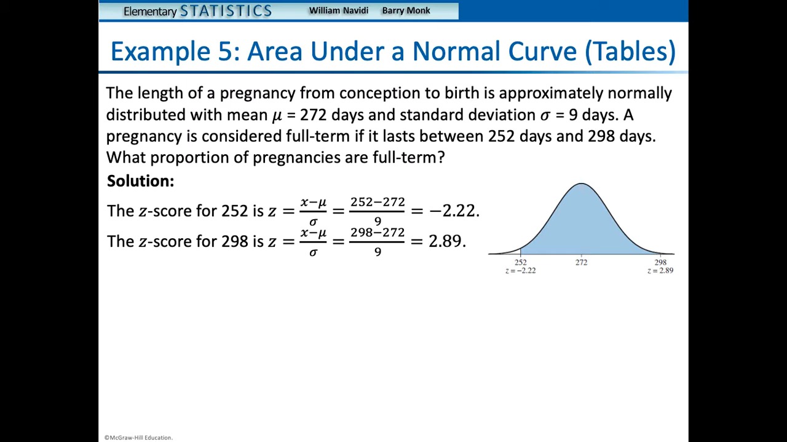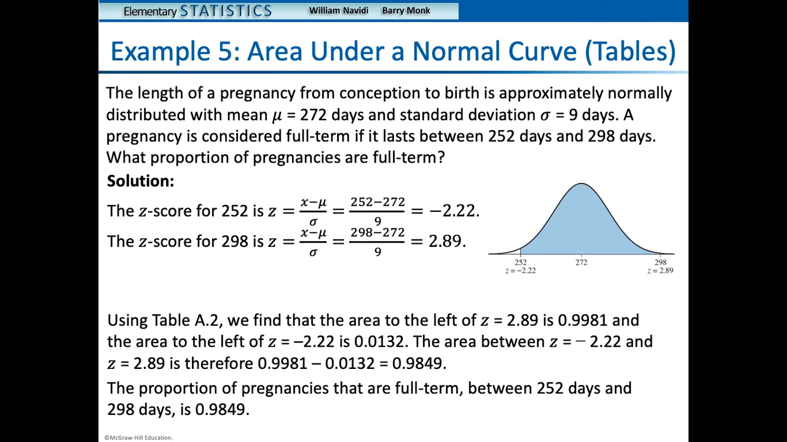Now, in order to use the table, both data values have to be converted into z-scores, right? So for both 252 and 298, we subtract the mean, divide by the standard deviation, right? And as you can see, the calculations there on the screen, the z-score for 252 is negative 2.22. The z-score for 298 is positive 2.89. Then we go to the table.